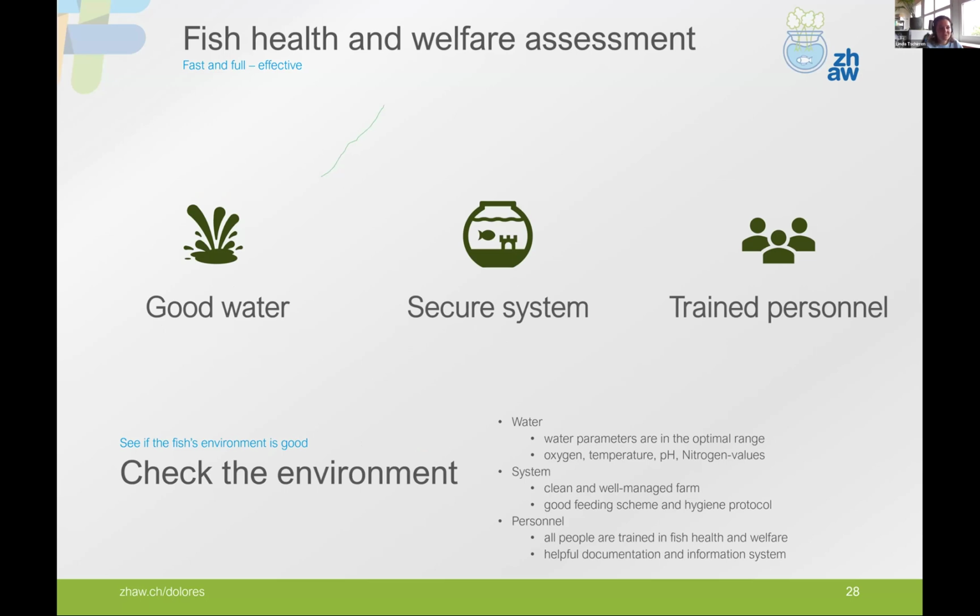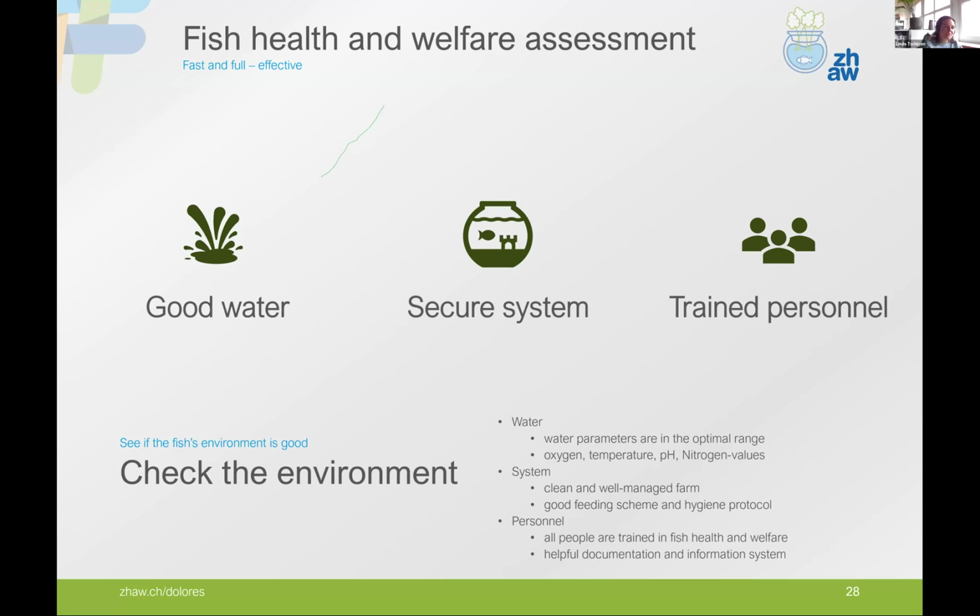You can do it fast and a bit full. It's very effective if you check not the fish, but the environment. So you check water quality, you check if the system is clean and well managed. Are there people that understand what they are doing? Do they have a good hygiene protocol? And is the personnel well educated? So instead of asking the fish, because maybe you don't see them because they're in a pond, you look around: is the environment okay for the fish?